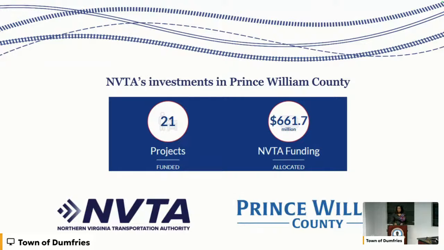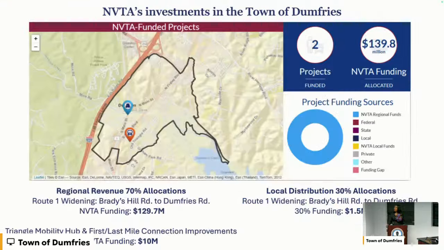Next slide, please. For the town of Dumfries, what does that mean? So of those 21 projects, 2 projects are right here in the town of Dumfries. Number 1, the Route 1 widening. Why is that a big project? We have heard about the Route 1 widening for years, and I mean years. The need for this project, as you all are very well aware, spans years and years and years.